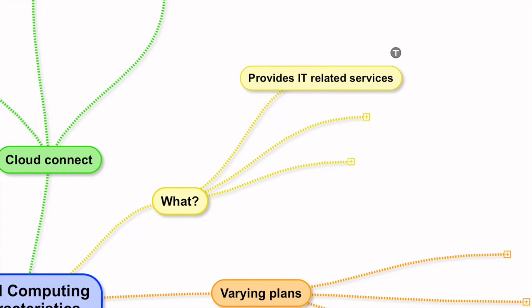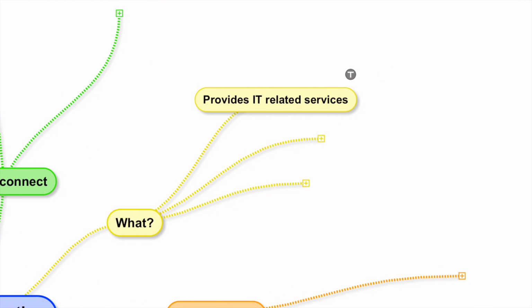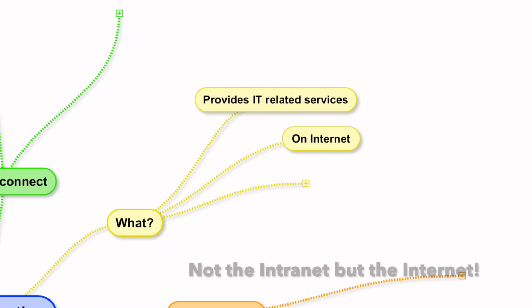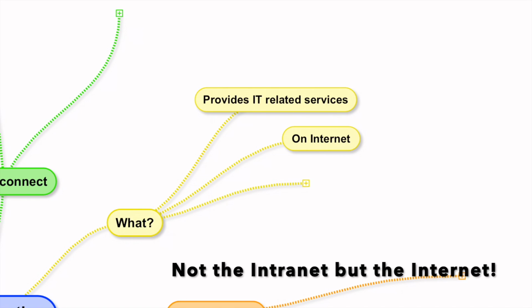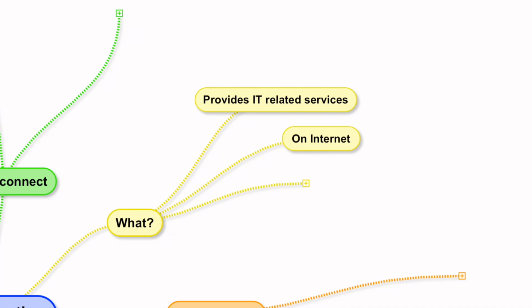So what is cloud computing? It provides IT related services, that is prime. You are looking at cloud because you want to avail or use some kind of IT service which is available online. It is on internet. It's definitely on internet. So you will need not a private but a cloud network to access the cloud service.